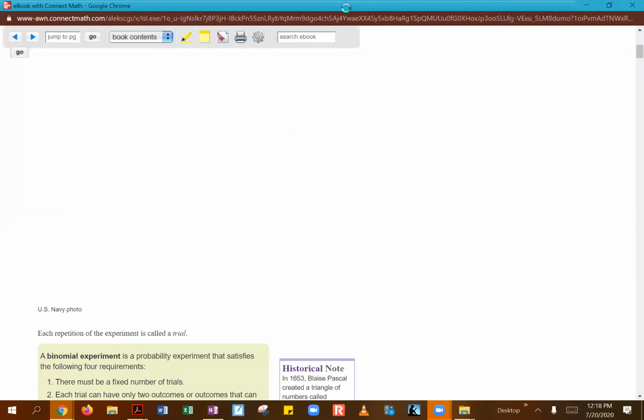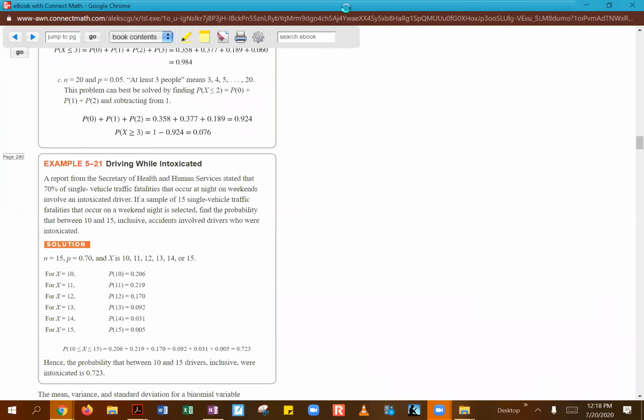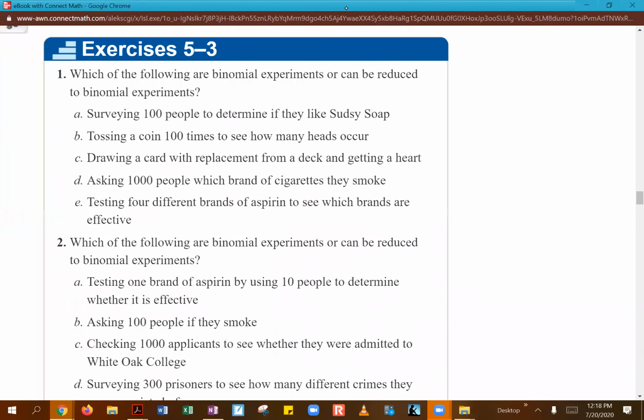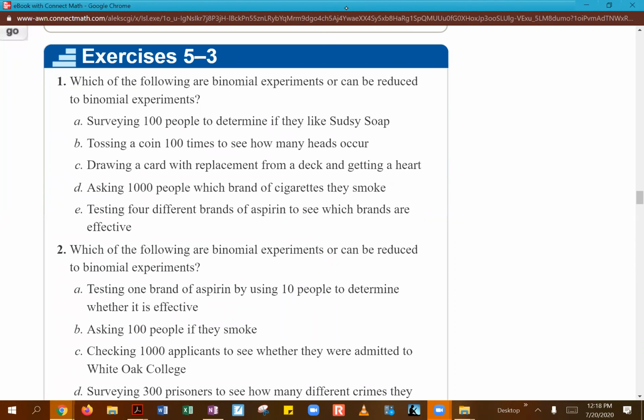Okay, so let's start out with first recognizing if we have binomial experiments or not. So let's start with number 1. And this one is talking about surveying 100 people to determine if they like sudsy soap. So can we break this down into a binomial experiment?